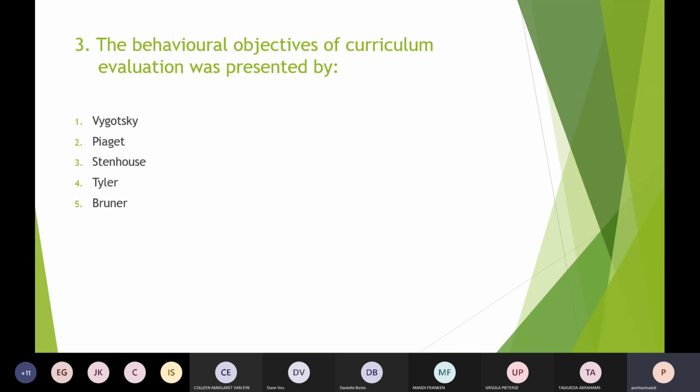So, by whom were the behavioral objectives of a curriculum presented? Do you have, again, a choice between Vygotsky, Piaget, Steinhaus, Taylor, and Brenner?